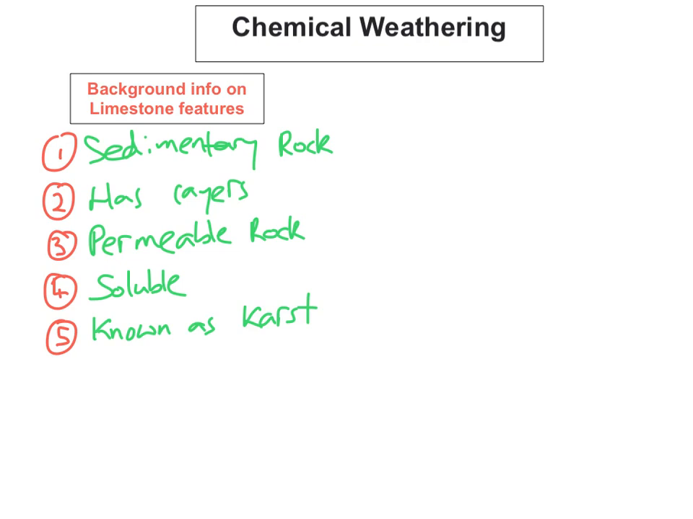So what we're going to look at is chemical weathering, and we're going to look at Clints and grykes, the limestone pavement. But before I do that, I just want to give you some background information on limestone features. So limestone is a sedimentary rock. It has layers, okay, which is sometimes known as strata. It's a permeable rock, which means that water can easily pass down through it. So it's not impermeable, it's permeable, so water can easily pass down through it. It's soluble, so it can easily be dissolved by rainwater. And this limestone landscape is sometimes known as a karst landscape.